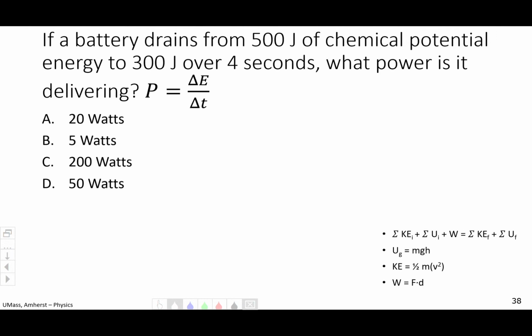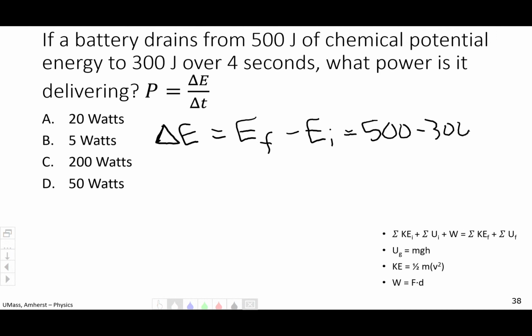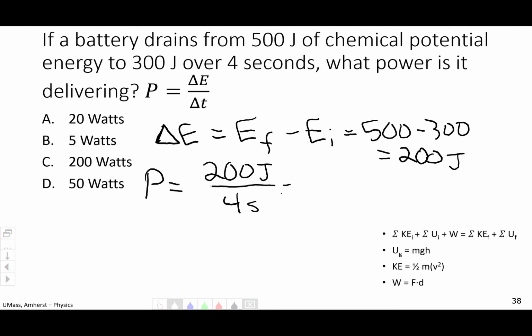Okay, so we're going to need to actually calculate delta E in this case, and that's going to be energy final minus energy initial, which in this case is 500 minus 300, giving us 200 joules of energy change. So if power is 200 joules of energy change over 4 seconds, that gives us 50 watts. There's your answer.